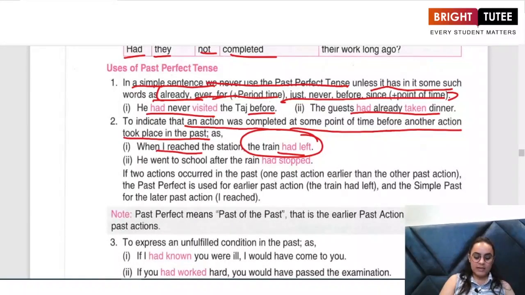He went to school after the rain had stopped. What was the action that took place later on? The stopping of the rain. The rain stopped. So that was the action which took place first, and after that, he went to school.